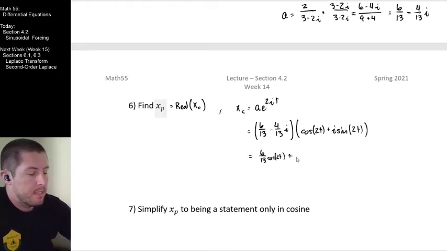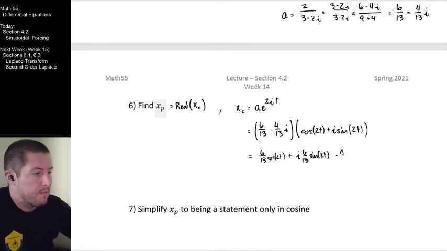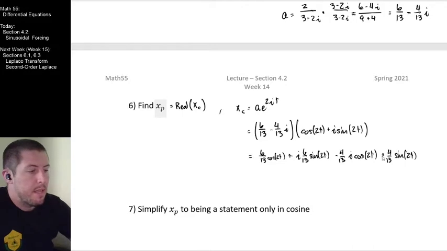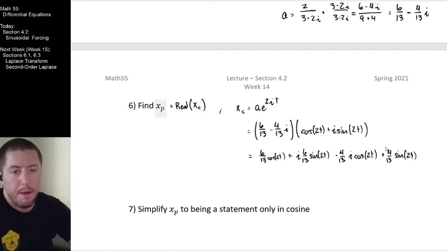So it looks like here I can see we're going to get a 6/13 cosine 2t. We're going to get a plus i times 6/13 sine of 2t. We're going to get a minus 4/13 i cosine of 2t. And we're going to get a plus 4/13 sine of 2t. Notice that this is a plus because positive i times negative i is negative i squared, which is positive 1. Right? So now this is our x sub c right here.